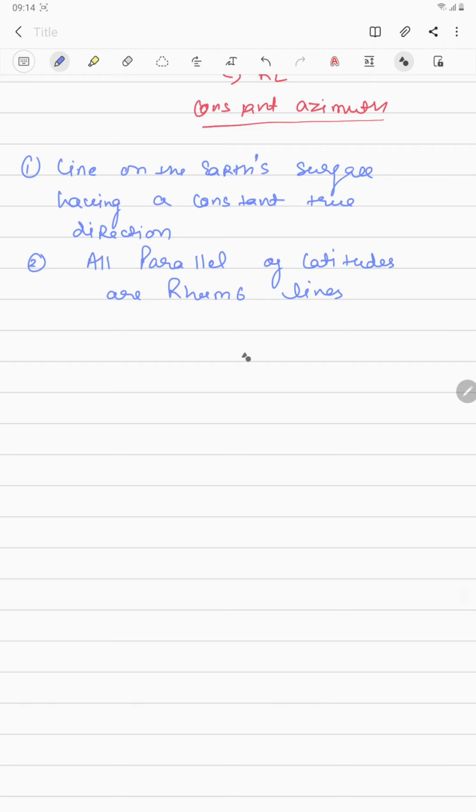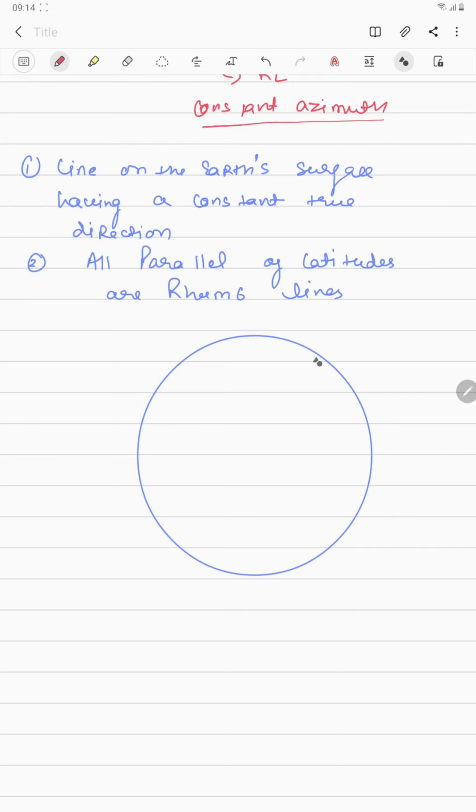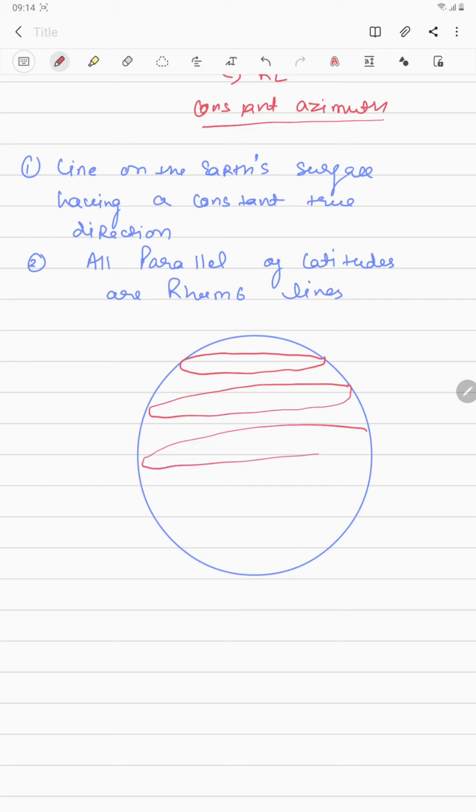So what I'm going to do is draw a circle for you. So here is my circle, and now I'm going to draw a parallel of latitude. Suppose this is my parallel of latitude. So I have drawn parallels of latitude. Suppose this is my 70-degree latitude, this is my 60-degree latitude, and suppose this is my 20-degree. Again, this is my 60-degree, this is my 70-degree.